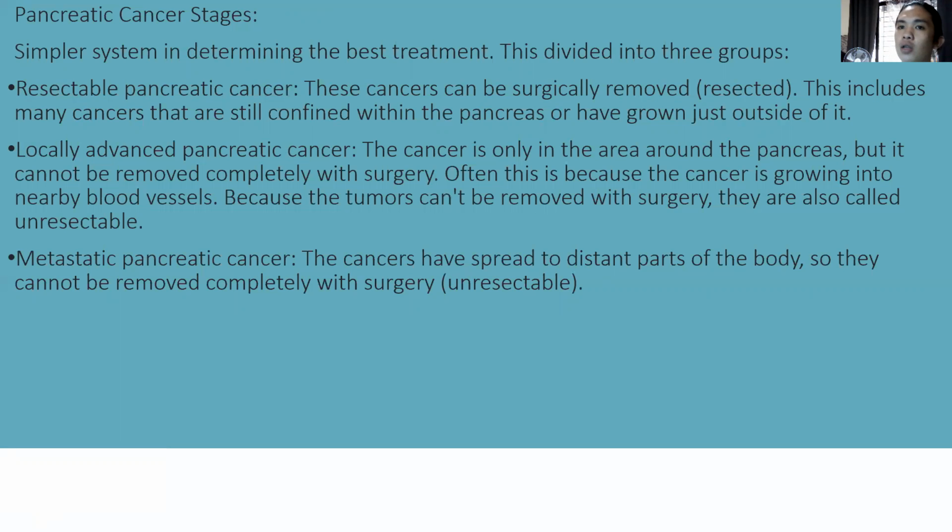Second is locally advanced pancreatic cancer. The cancer is only in the area of the pancreas, but it cannot be removed with surgery. Often this is because the cancer is growing into the nearby blood vessels, so they are also called unresectable. Lastly is the metastatic pancreatic cancers. The cancer has spread to distant parts of the body, so they cannot be removed completely with surgery.